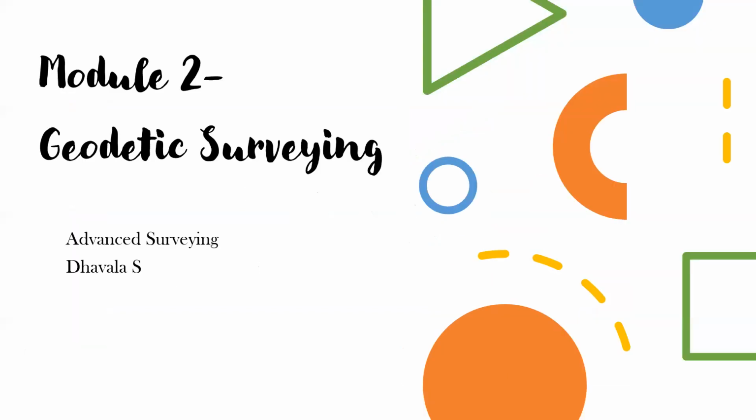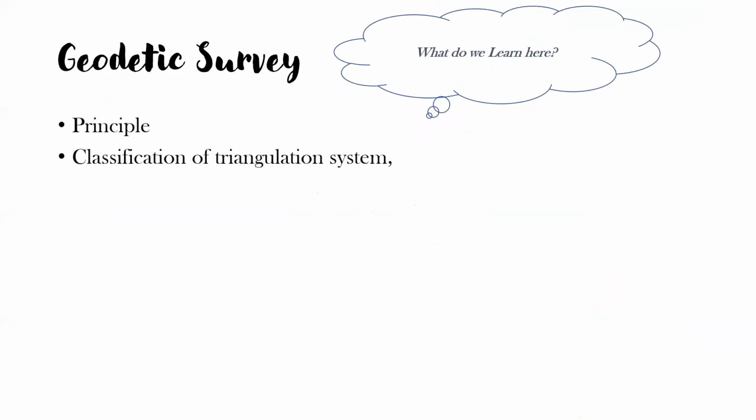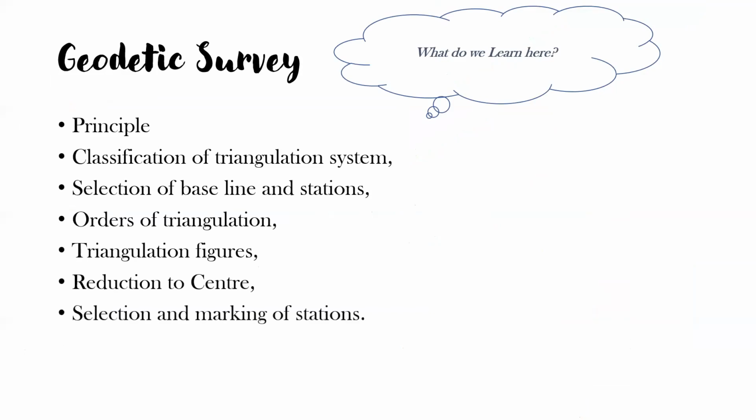Let us discuss part 2 of module 2, which is geodetic survey. In geodetic surveying, we will be learning about principle, classification of triangulation system, selection of baselines and stations, orders of triangulation, triangulation figures, reduction to center, and selection and marking of stations.